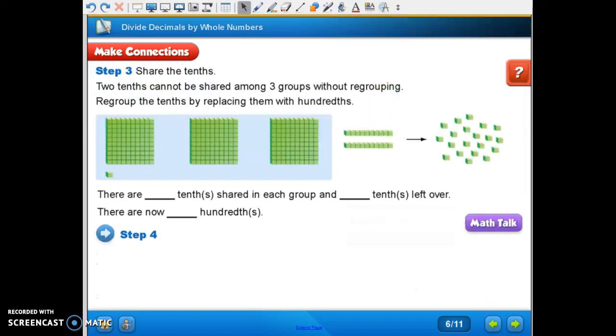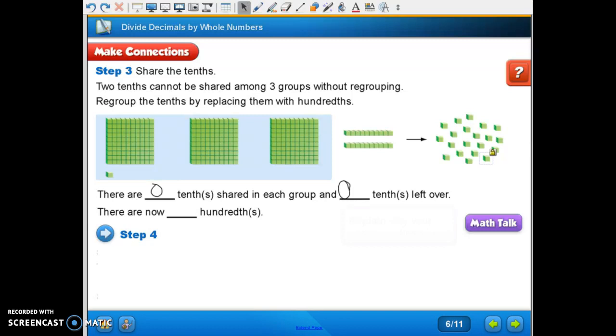Step 3. So here's our 3 groups, 1, 2, 3. Now it said there are blank tenths to share among each group and blank tenths left over. Are there enough tenths to share among the groups? No. So there are 0 tenths and 0 tenths left over because we can't share them. Okay? So what are we going to do with those tenths? Make them into hundredths.